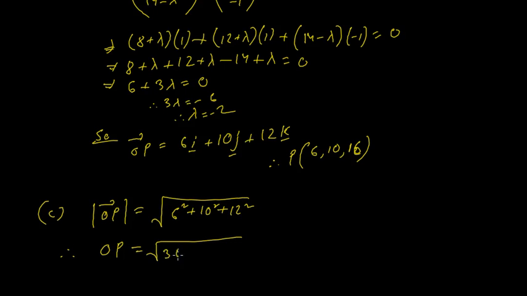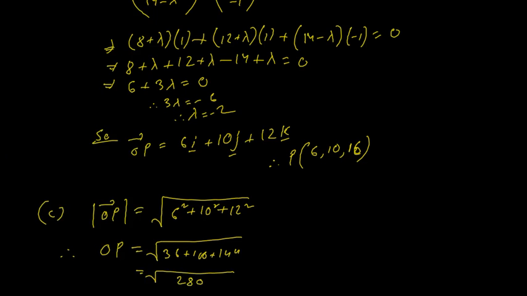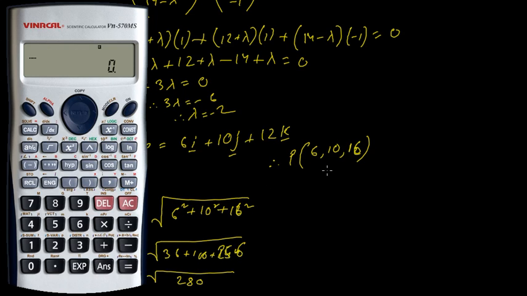So 36 plus 100 plus 144. This would be 136 plus 144, square root of 280. Oh, this is not 6, this is 16. So this should be 256. So let's get back. Remember to write clearly because this is a common copying error. So 36 plus 100 plus 256. That would be 392.